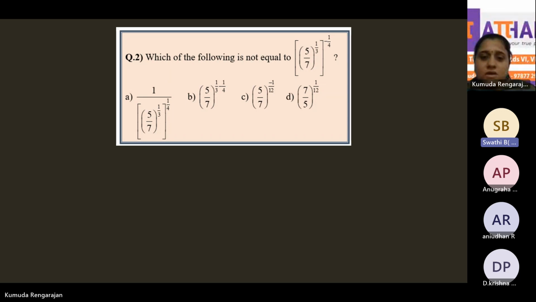Option B. B. A, B, is it? Yes, ma'am. D. Okay, so Swati says B, somebody says D. B. Okay. B. D. B. B. D. Okay.